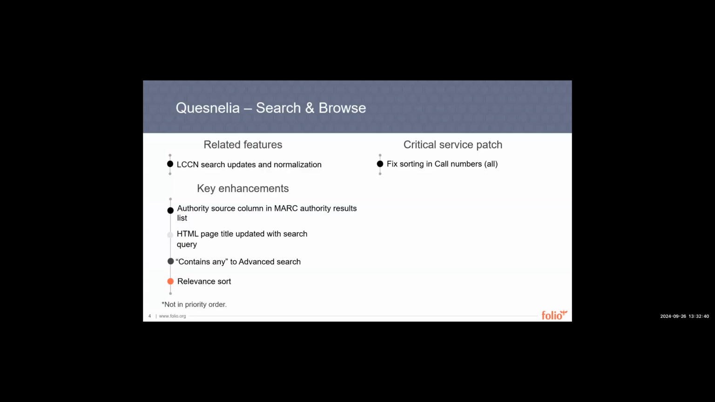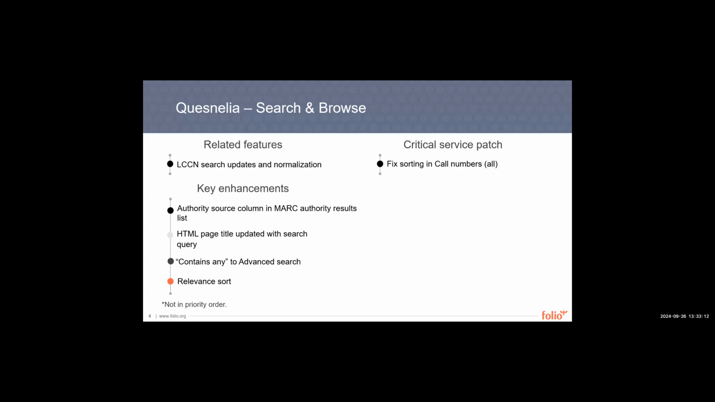Starting with Casenalia. So the team works on many areas, as I mentioned. These are just the features and enhancements related to search and browse. One of the main ones we did was on updates to LCCN search, particularly normalization. And then we made some key UI enhancements, like adding the authority source file to the results list in MARC Authority app.